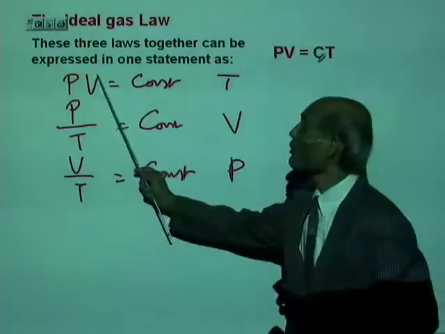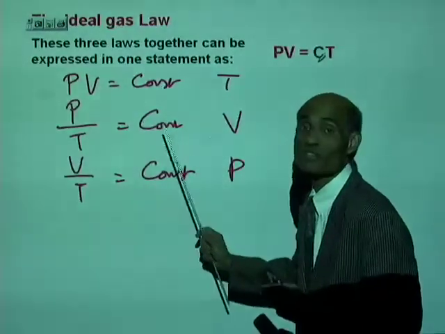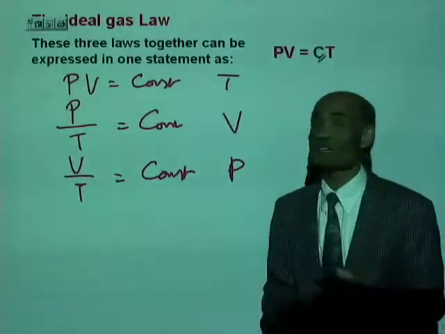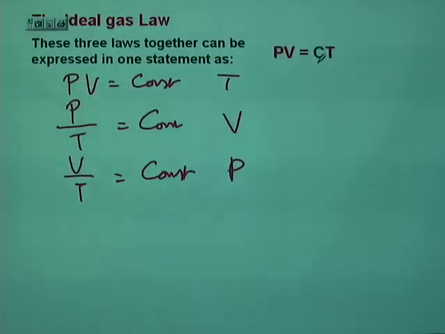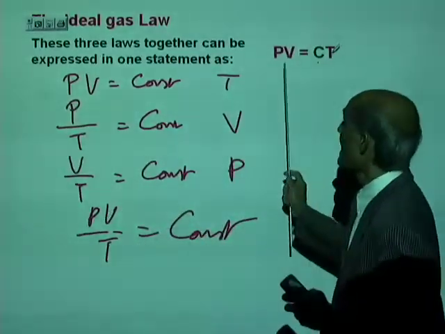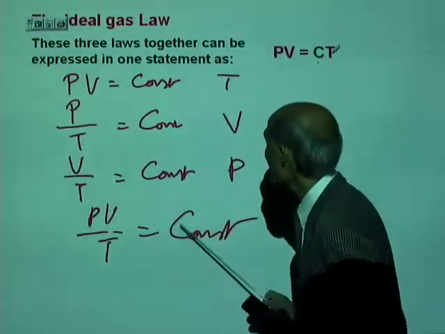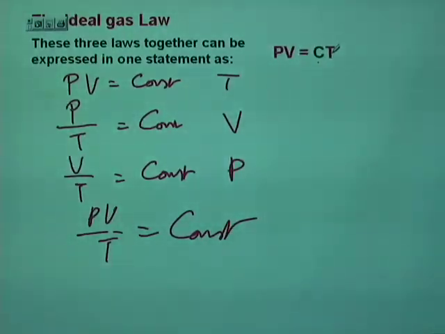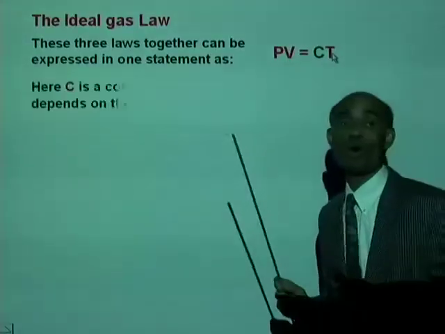Does it make sense, therefore, to combine all these things and say PV divided by T? I can say PV divided by T will remain an absolute constant. This is the combination of all these three, and that gives me PV equal to a constant multiplied by T. PV equal to CT. That is a combination of all the three laws.